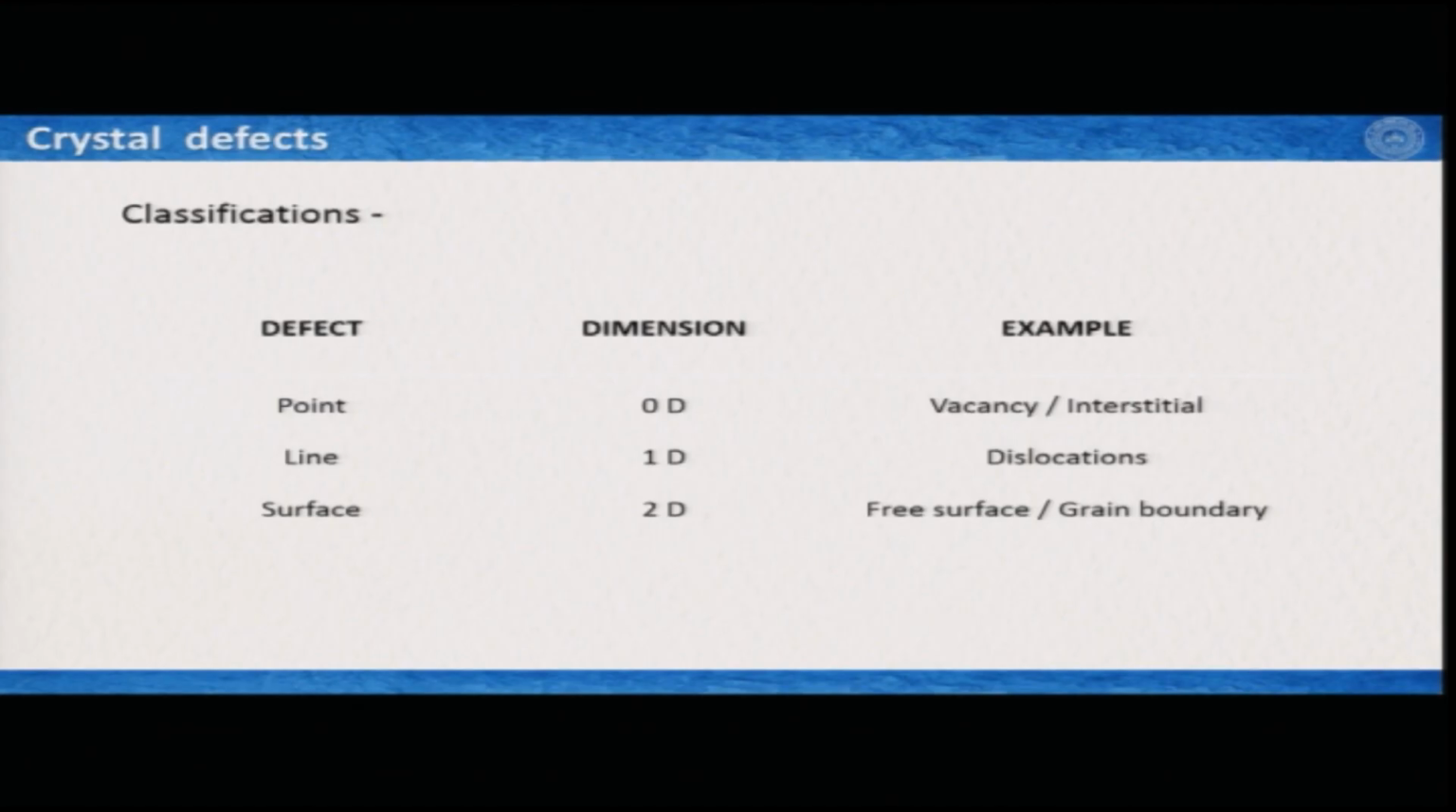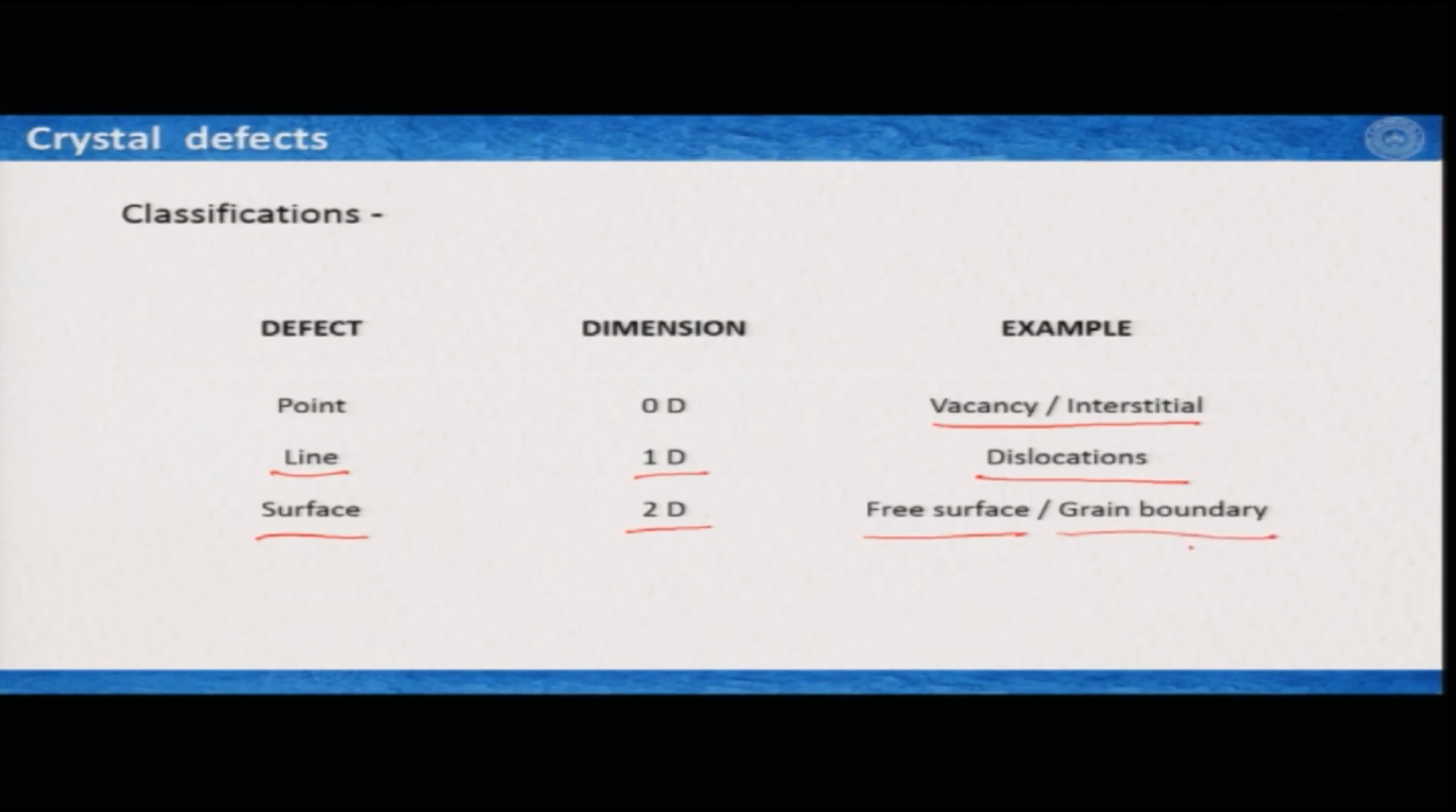So, the first one we call point defect, or it is also known as 0th dimension, and examples we will see are vacancy or interstitial. Now, the second category is line defect, because it is a line, so it is one dimensional, and the examples of line defects are dislocations. And then we have finally surface defects. Surface defects are, as the name suggests, a surface, so it is 2 dimensional, and the examples are either free surfaces or various types of grain boundaries.